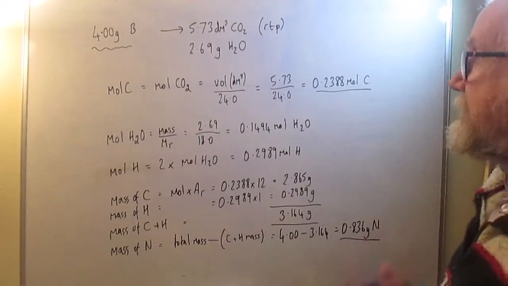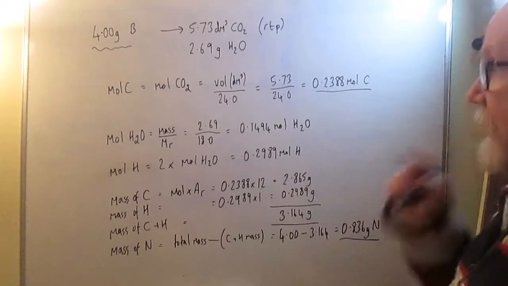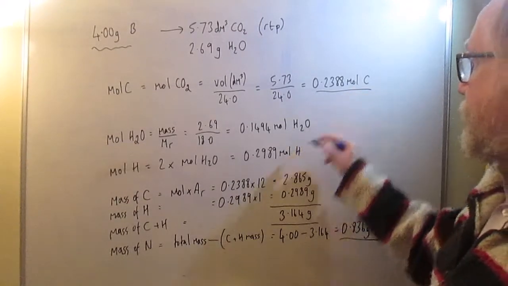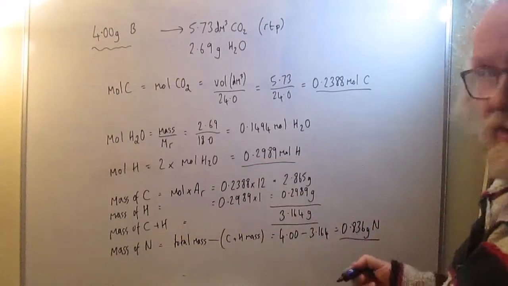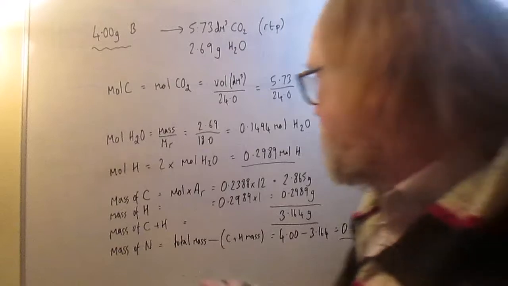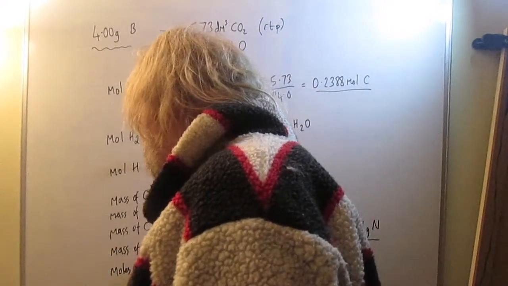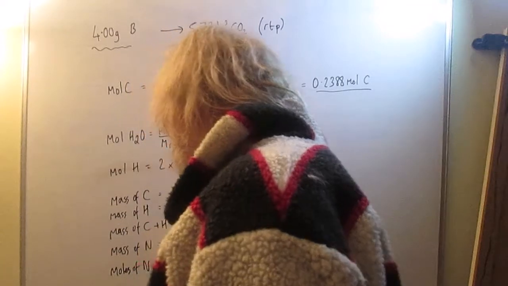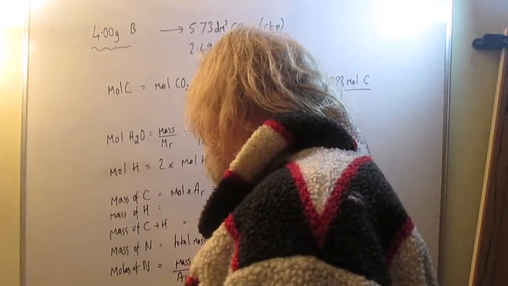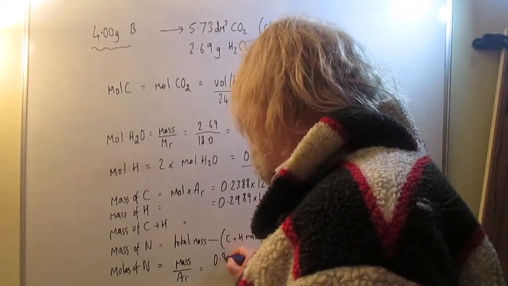Okay, so what we then need to do is to turn that into moles, because then we'll have the moles of each element. So we've got carbon, we've got hydrogen. If we have the nitrogen as well, then we have everything we need to get the empirical formula. So we get moles of nitrogen is equal to mass over Ar. Okay, so that's the mass, 0.836.